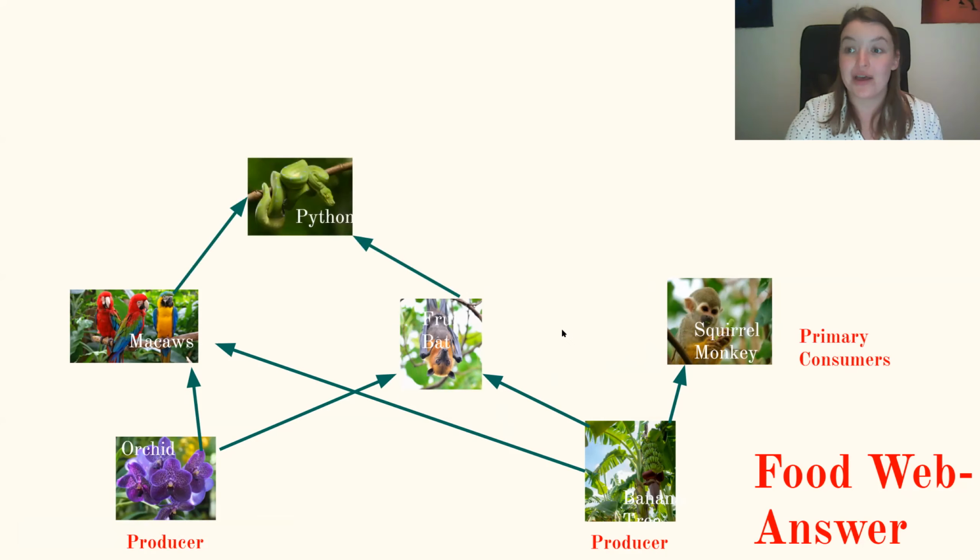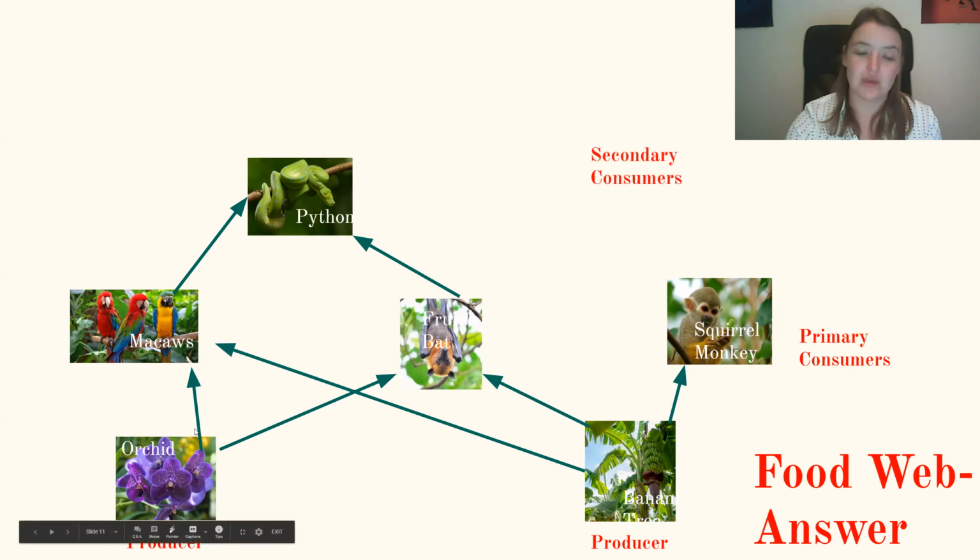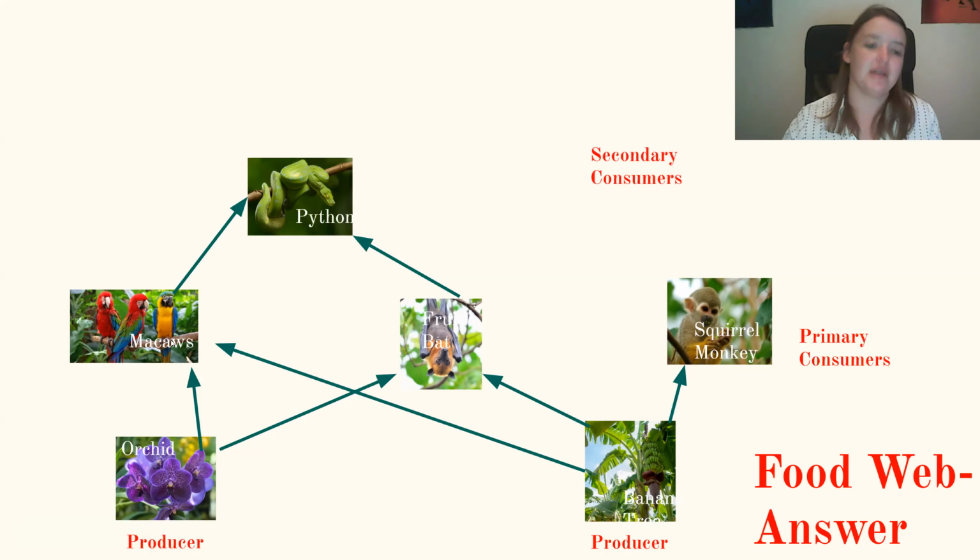Then we have the python. The python eats the fruit bat and the macaw. So the energy is transferred from the fruit bat into the python. The energy flows from the fruit bat to the python. And the python is our secondary consumer because we have had our producer and it's been consumed by the macaw, which has been consumed by the python. We are on our second consumer.